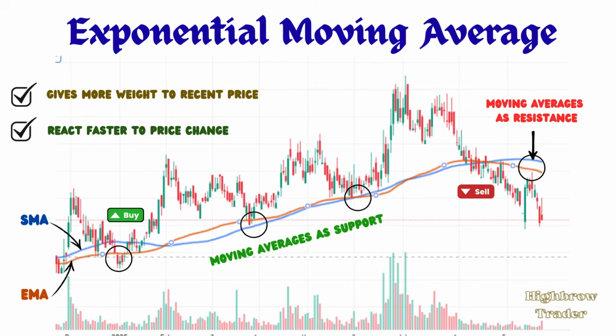Now, let's understand the exponential moving average. Unlike the SMA, it gives more weight to recent prices, so it reacts faster to changes. For example, a 20-period EMA updates by emphasizing the latest closing prices, capturing momentum quicker. Traders use the EMA to spot trends early, identify support and resistance, and generate signals. Like the SMA, common periods are 20 for short-term, 50 for medium-term, and 200 for long-term trends. Price crossing above the EMA suggests bullish momentum, while crossing below indicates bearish pressure.